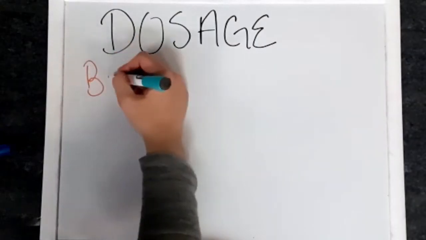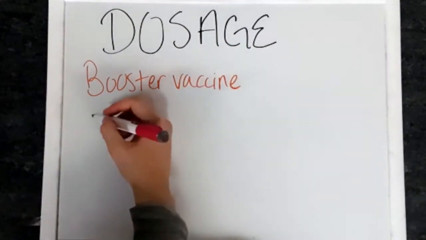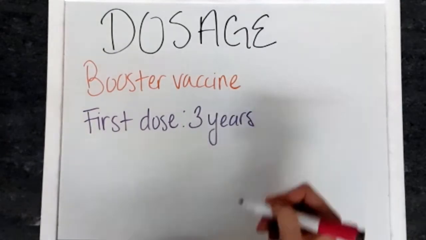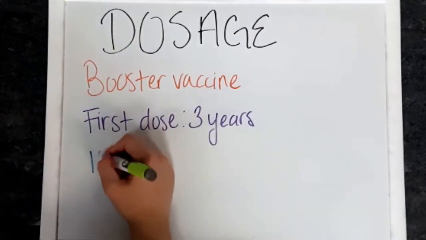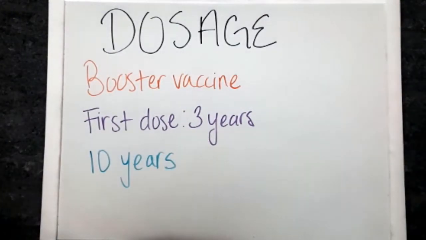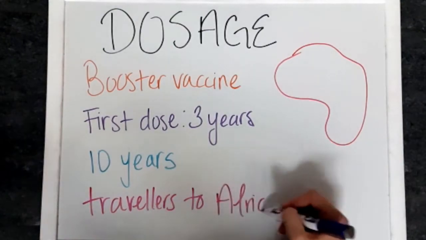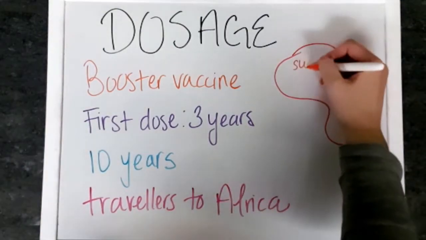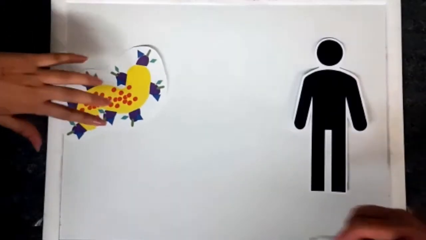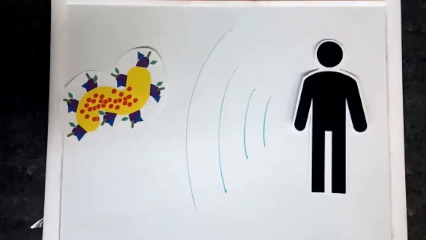Dosage. Our vaccine targets populations in sub-Saharan Africa. The vaccine is designed to be a booster vaccine because of the parasite's nature to develop resistance. The first vaccination will be administered at the age of 3 and then every 10 years after. The vaccination will also be administered to those who are traveling to Africa, where there is a high prevalence of malaria. By being vaccinated, when one is exposed to the sporocyte, it will be able to elicit the immune response.